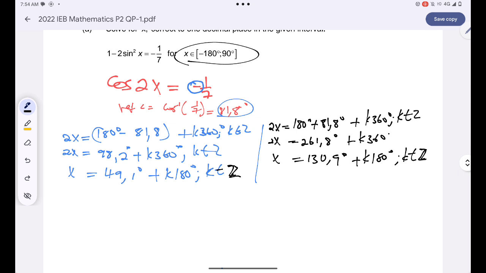How can I do that? I must just keep on substituting the different values of k. That will give me any x value which is in that interval. For example, when x is 0, for the first solution, let me write the answers of the first solution in blue.